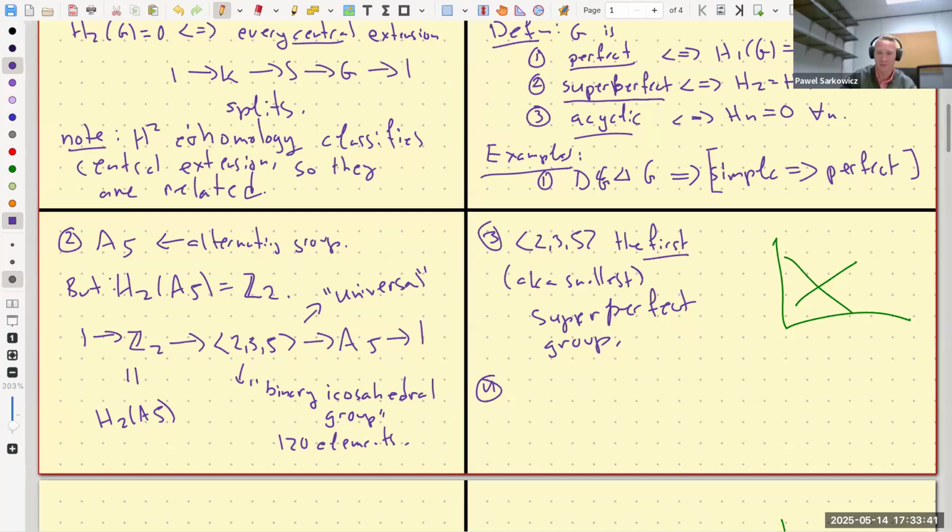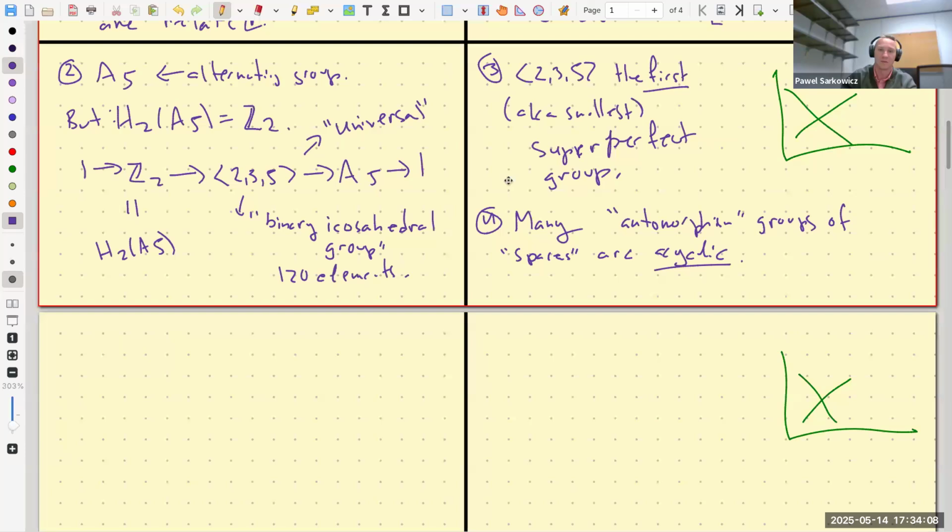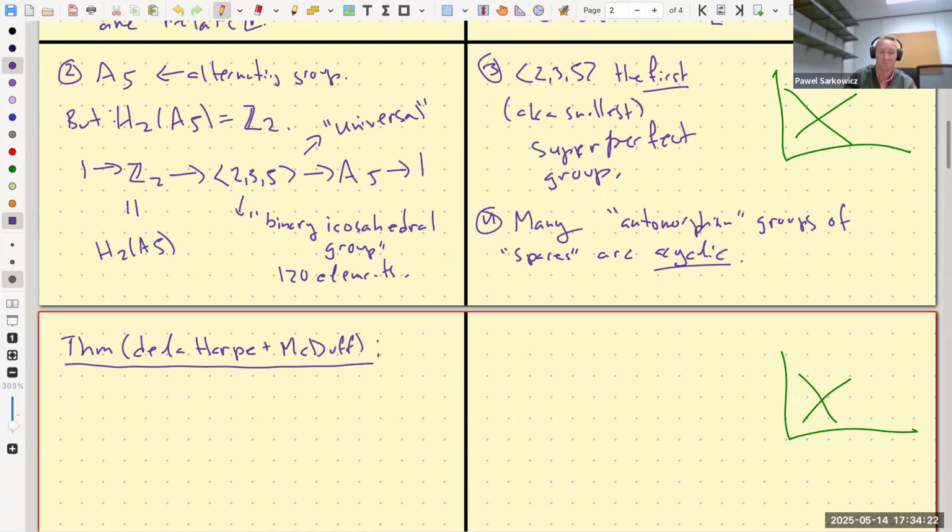But in the context of operator algebras, we have many automorphism groups. And I won't actually have automorphism groups of operator algebras, but I'll have automorphism groups of spaces. So the following spaces are acyclic. And this is a theorem from de la Harpe and McDuff. So if you take the symmetric group on infinitely many elements, this will be acyclic.